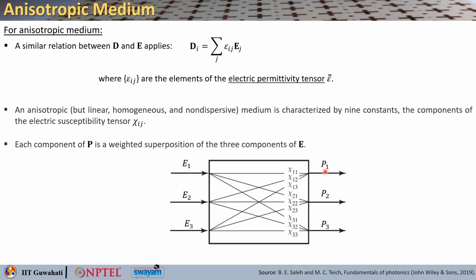So P1 will be dependent on E1, E2 and E3 via the susceptibility constants chi 11, chi 12 and chi 13. Similarly, P2 will be dependent on E1, E2 and E3 via these susceptibility elements, chi 21, chi 22 and chi 23. Similarly, P3 will have chi 31, 32 and 33. Now, we will see how things change for the case of a dispersive medium.